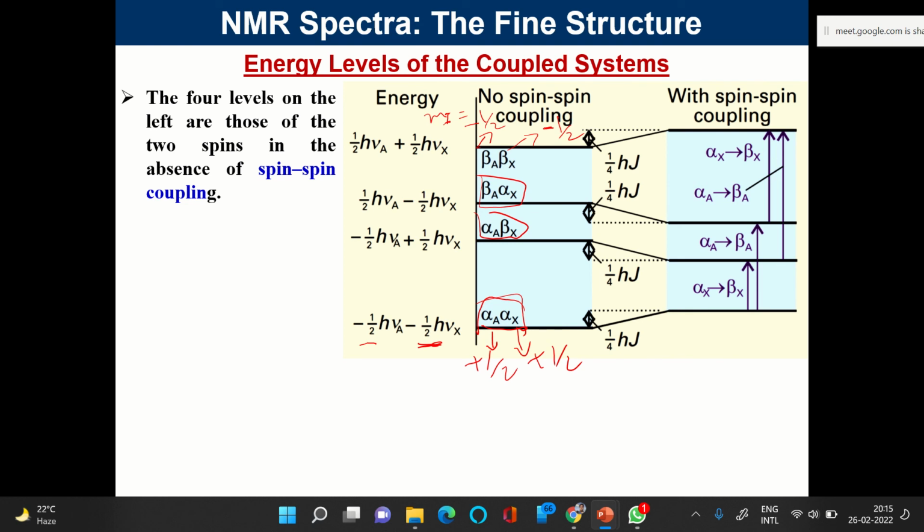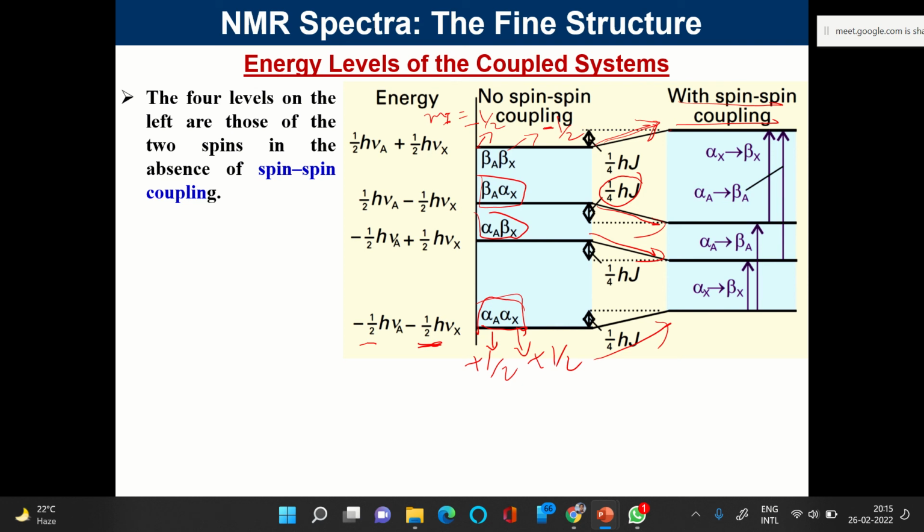So what happens if the two spins for A and X are the same type? In both cases, if the spin coupling occurs, there is an increase in the energy for both the things by a certain amount, which is given by 1 by 4 h into J. And if the spins are different, alpha beta or beta alpha, then both are showing a decrease. You can see in both cases there is a decrease by 1 by 4 hJ amount. So the net result is that you can think of four transitions.